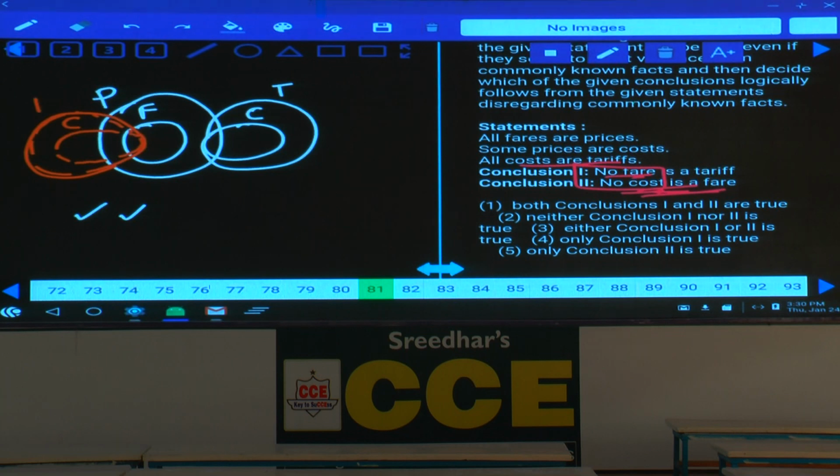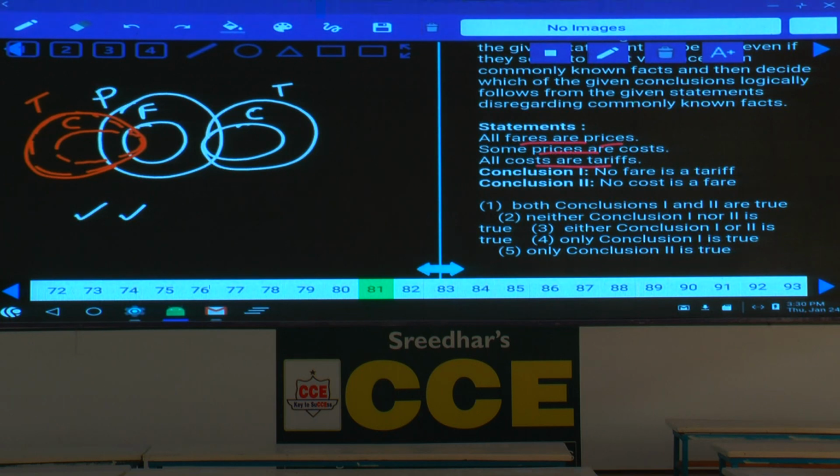Now this is the alternate diagram to the negative conclusions. Then according to this alternate diagram, check out whether the statements are valid or not. All fares are prices is valid, and some prices are cost is also valid, and at the same time some prices are cost is valid and all cost are tariff is also valid. All the 3 statements are valid.